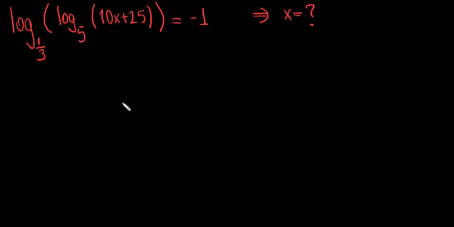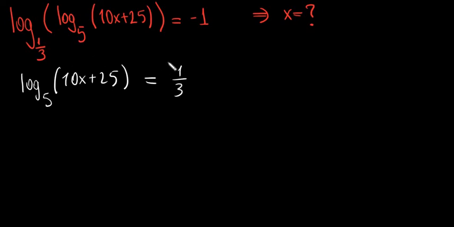Okay, so this is a similar example, and it looks a little bit complicated, but we are using the same idea, we are using the same rule. So this expression, whatever you see here, that's going to be equal to 1 over 3 to the power of -1. So log base 5 of 10x plus 25 is equal to 1 over 3 to the power of -1.